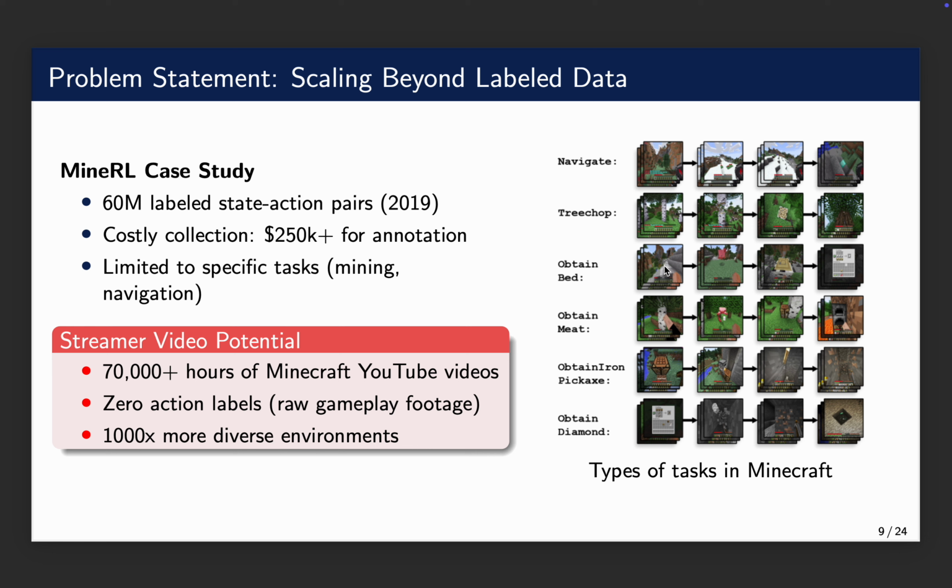One advantage of this is that it has way more diverse environments than what is in the labeled data set. Another advantage is that it has the latest versions of the game. If you label state action pairs for a particular data set, and then the game releases a new update, a lot of the old data becomes meaningless. Whereas here, since there will always be someone streaming Minecraft, you can always expect to find the latest version of the game.